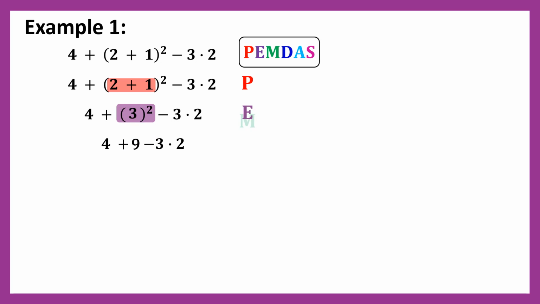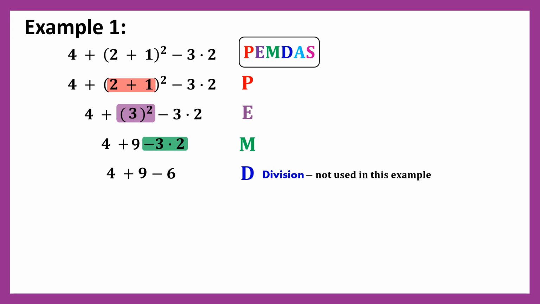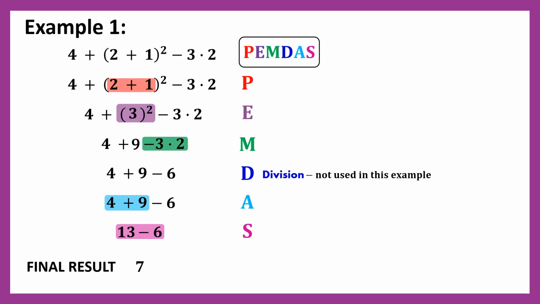The next letter in PEMDAS is M for multiplication. In our expression, we have a product of negative 3 times 2. This simplifies our expression to 4 plus 9 minus 6. The next letter is D for division. Notice that our expression does not have a division, so we're going to be skipping that letter. Let's rewrite our expression to continue. The next letter is A for addition. Our expression has 4 plus 9. This gives us 13 minus 6. The last letter is S for subtraction. And this is our last operation, which gives us an answer of 7. And so our final result is 7. If you got this result, good job.